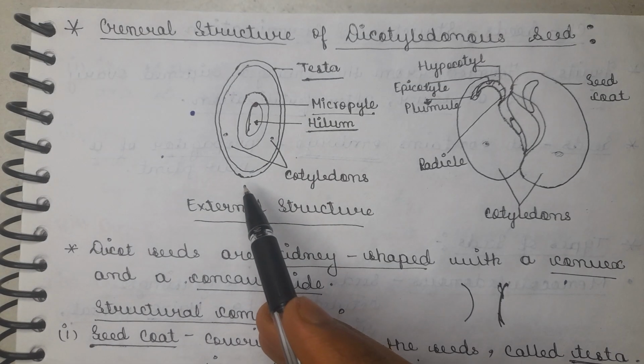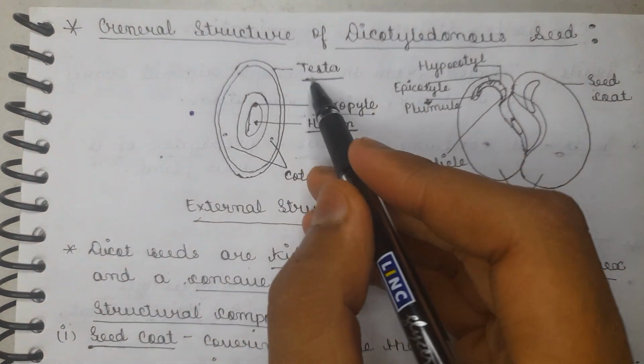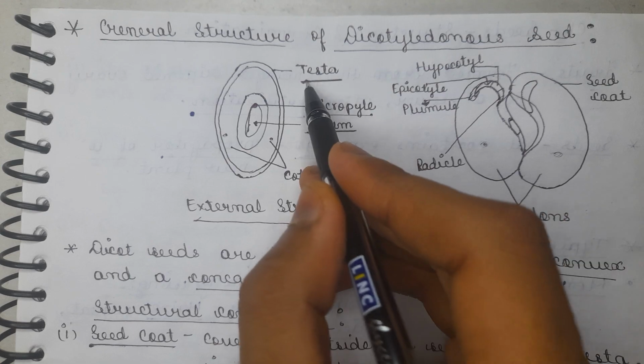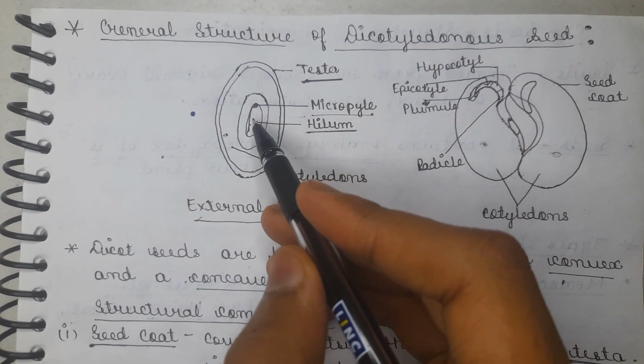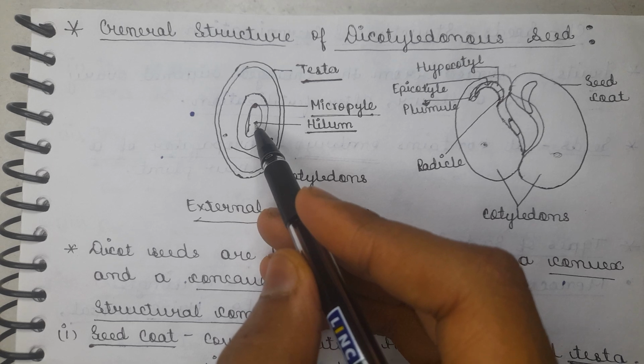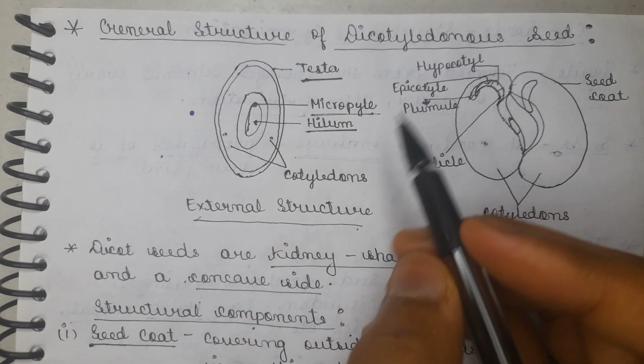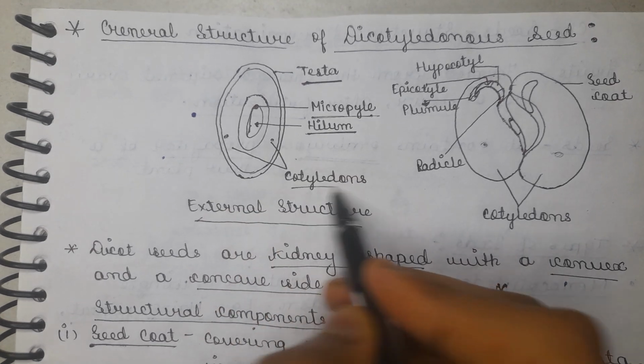So here is the diagram of a dicotyledonous seed. This is the external structure, in which the outer covering is named testa. Inside that there is a micropyle, and the central region, that is the hilum, which consists of the ovary, and inside that ovary the ovules are attached. So there are two cotyledons.